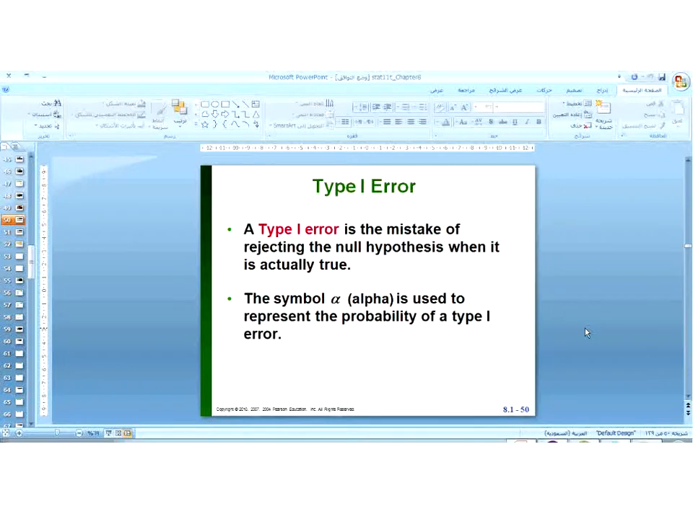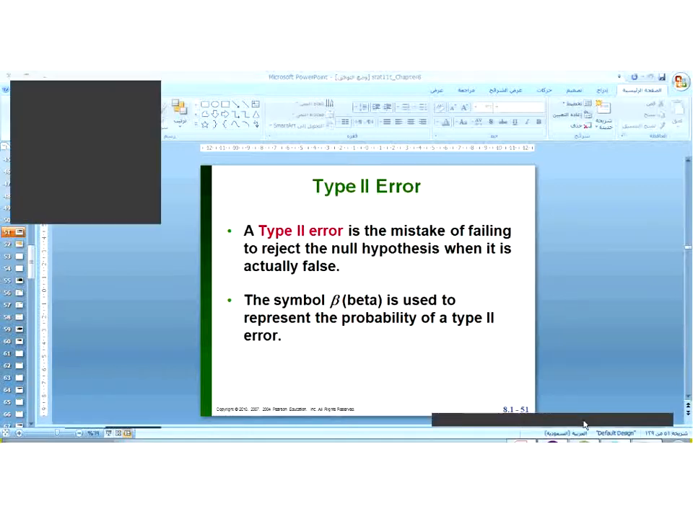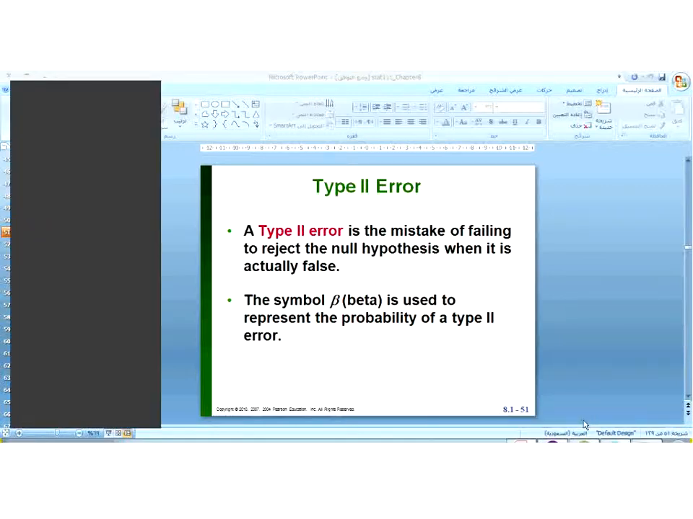لكن في عندي مشكلة ثانية هي type 2 error. في عندي relation between type 1 and type 2 error. If one of them increases, the other will decrease. So ما أقدر أصغر type 1 error لأنه حيرفع لي type 2 error. Okay? فلازم أسوي balance between them. بس إيش هو type 2 error? It's the mistake of failing to reject the null hypothesis when it's actually false.